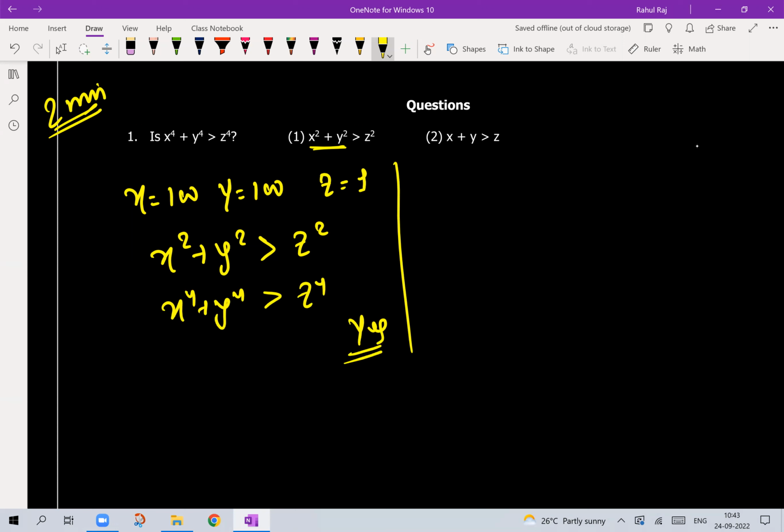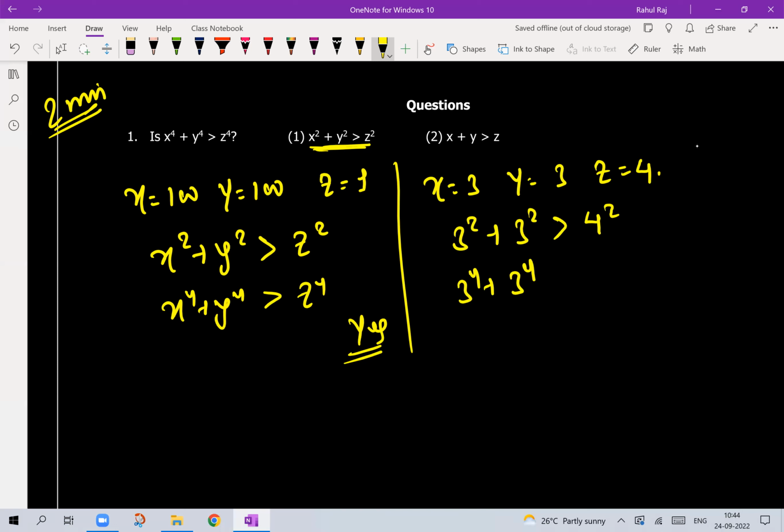What is a no situation? Imagine if I say X is equal to 3, Y is equal to 3, Z is equal to 4. Can I say, guys, my option number 1 suffices? That is 3 square plus 3 square is greater than 4 square. 9 plus 9 is greater than 16. But for the same values, can I say 3 to the power 4 plus 3 to the power 4 is greater than 4 to the power 4? No, because this is 81 plus 81, and this is greater than 256. Absolutely no.